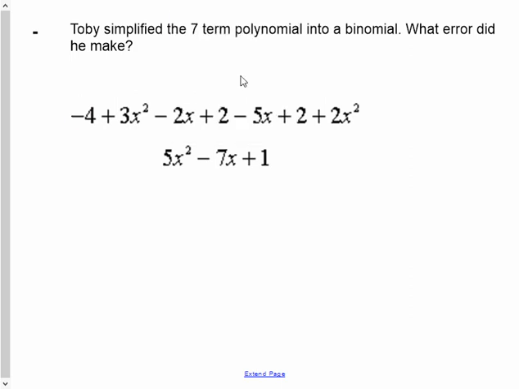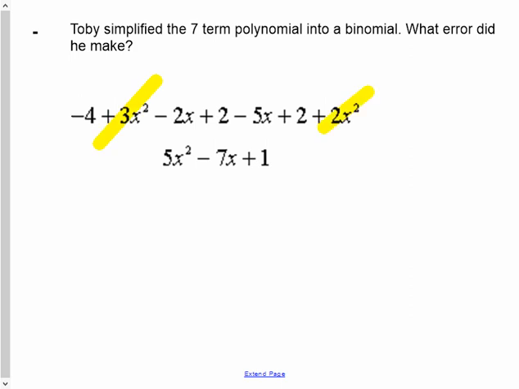and I will highlight said terms. There's the first term, the second term, the third term, the fourth term, the fifth term, the sixth term, and finally the 7th term. So when we look at those 7 terms, and I look for the highest degree term first, I'm going to do my x squareds.